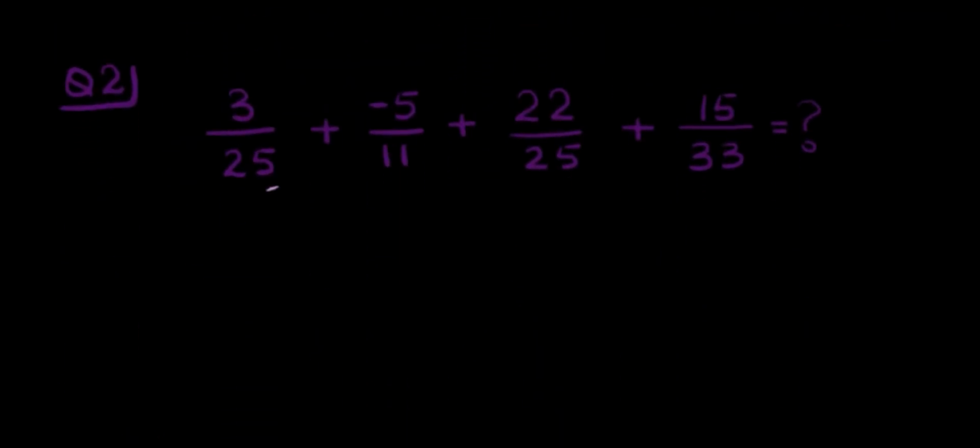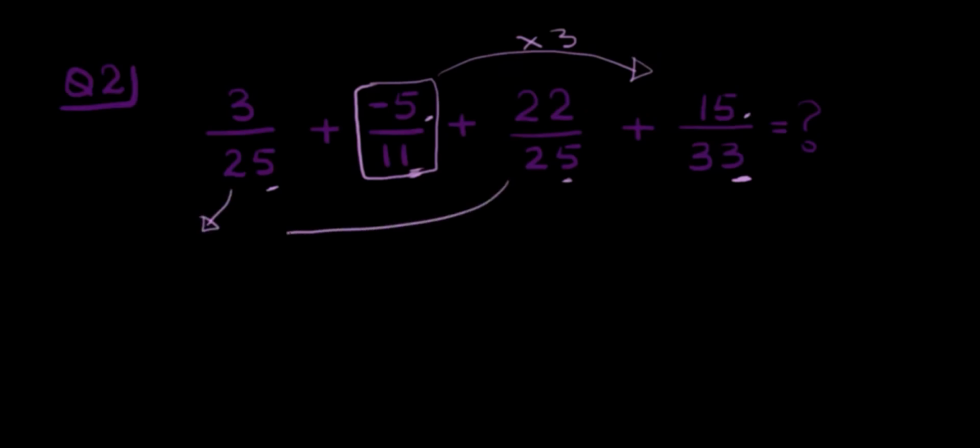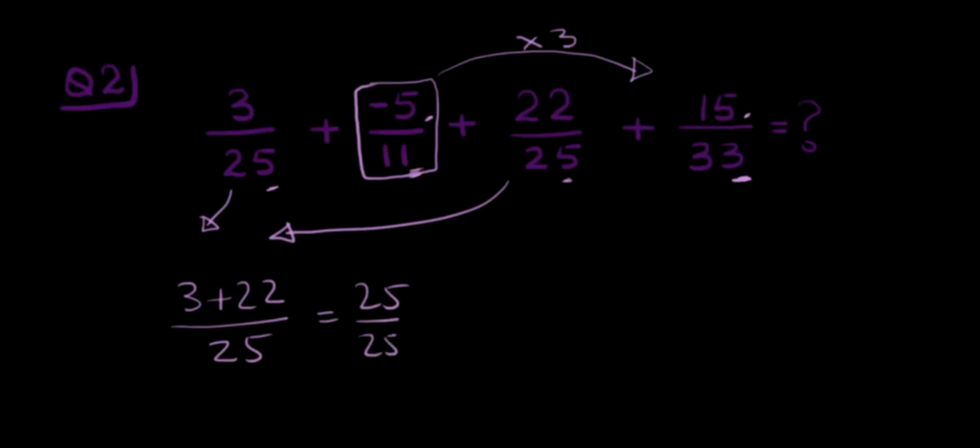Next question. We see the 25 and the 25 over here. Shall we try and do the same thing? Because although this is 11 and that's 33, I do realize that times 3 would give me this one here, because 11 times 3 is 33. Negative 5 times 3 is, well, 5 times 3 is 15. So I'll work with this one and this one together separately. That's 3 and 22. Denominator stays the same. That's a 25 over a 25, which is a 1.